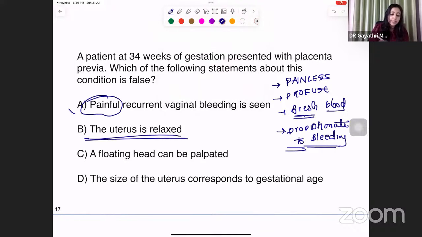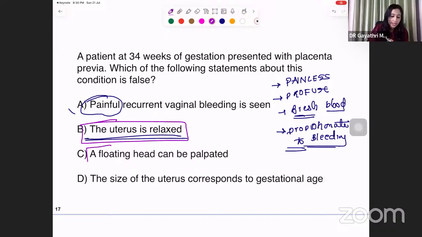Next is uterus is relaxed in this. Yes. In case of placenta previa, the uterus is relaxed in contrast to abruptio placentae, which also presents with antepartum hemorrhage. In abruptio placentae, you see that the uterus is contracting. The tone of the uterus is increased, whereas uterus is relaxed in case of placenta previa.